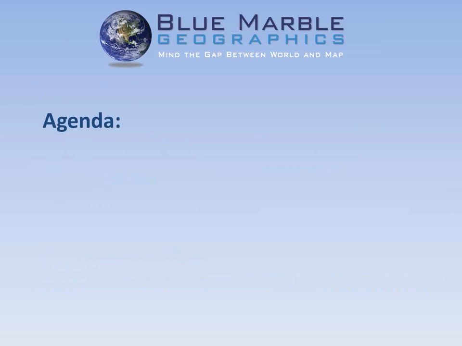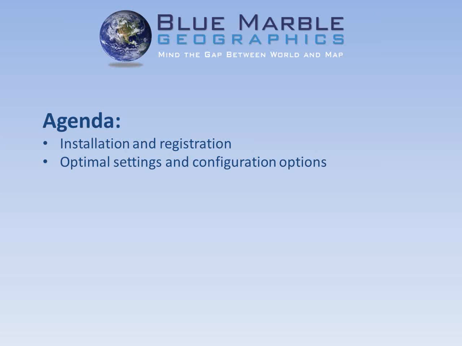Let's take a quick look at our agenda for today, what we're going to be covering. These are very high-level bulleted points. Now, I'm assuming that there are those of you who have stumbled in today that have not actually started using Global Mapper, so we're going to cover the initial installation of the software and the registration. We get a lot of questions about registering, so we're hopefully going to simplify, show you how simple the process is. We'll talk about some of the optimal settings and configuration options.